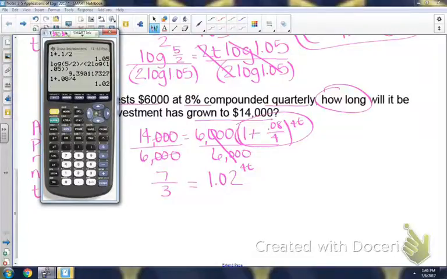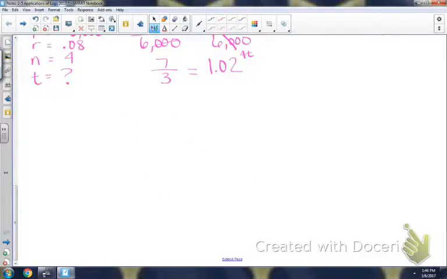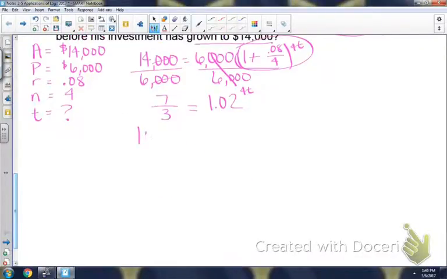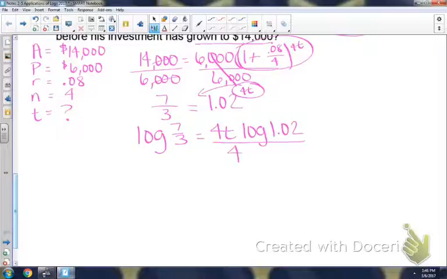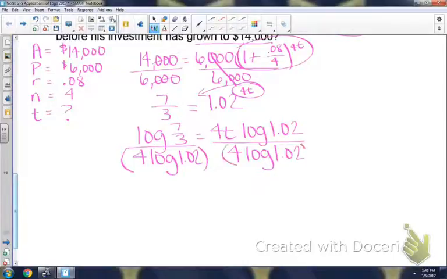Okay, so now we're solving for t, which is part of the exponent. So now I'm going to take the log of both sides. Do that, I'm able to bring that exponent in front. So 4t log of 1.02, and then we will divide by the 4 log of 1.02. Just make sure if you're doing it all at once that you put parentheses around that 4 log of 1.02.